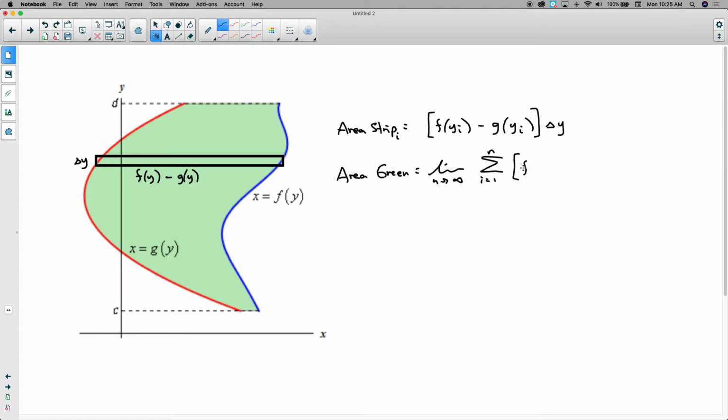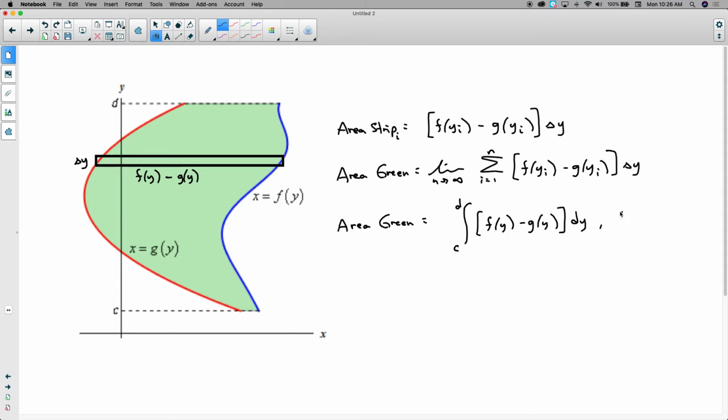So using sigma notation, we can show that conceptual notion on paper. Okay, well then I just did develop the integral. That is the definition of the definite integral of f of y minus g of y dy from C to D, under the assumption that everywhere f is further to the right than g.